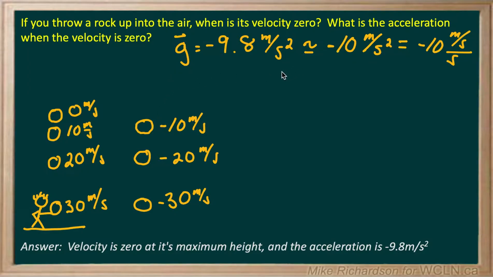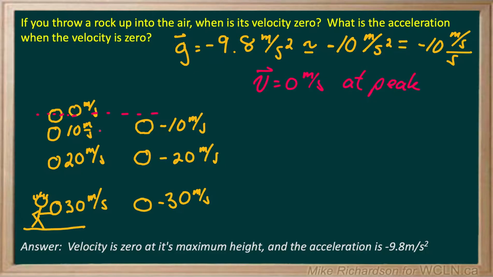Now it says, what is the acceleration when the velocity is 0? And we can see that on the way up, the ball is slowing down, slowing down, slowing down, and then right at the very peak, at the top of its path, its velocity is 0. So the velocity is 0 at the peak, at maximum height. Now, at this point, what's its acceleration?